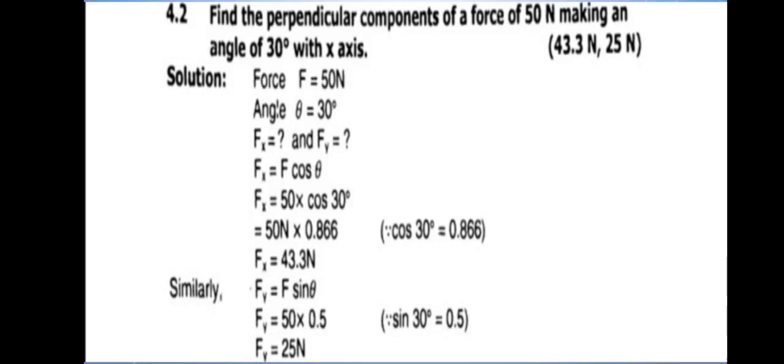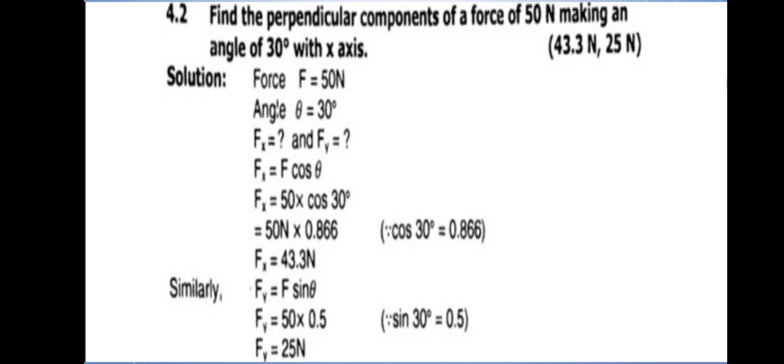Now we will move on to our next numerical, that is 4.2. Find the perpendicular components of a force of 50 Newton making an angle of 30 degrees with x-axis. We will start from our given data, that is force equals 50 Newton and the angle theta having the value of 30 degrees. Now we will find the values of Fx and Fy. For Fx we will use F cos theta, and for Fy we will use F sin theta.